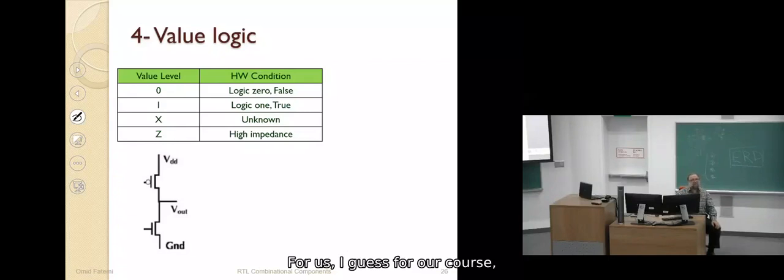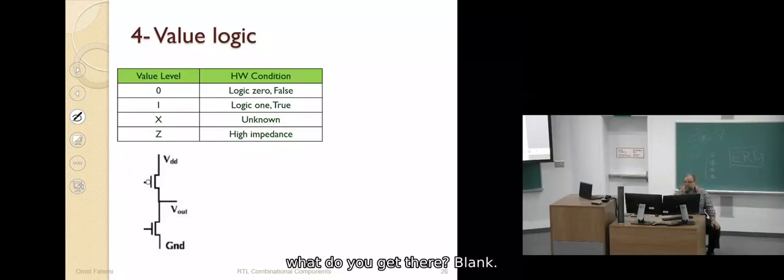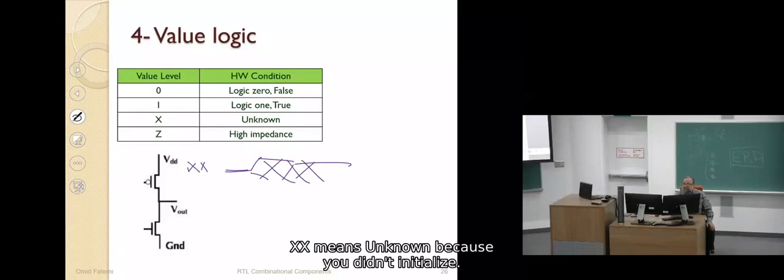For our course, I guess, we only stop at the three values, zero, one and Z. But X is also there. Did you have lab? Did you simulate? Yeah, you had simulation in your lab with the waves, yeah? So if you don't initialize something, what do you get there? Blank. And what is that? If you look at the symbol there, it says X. It is not blank. If it is a bus, something like that. And if you look at here, it says X. So X means unknown, because you didn't initialize it.